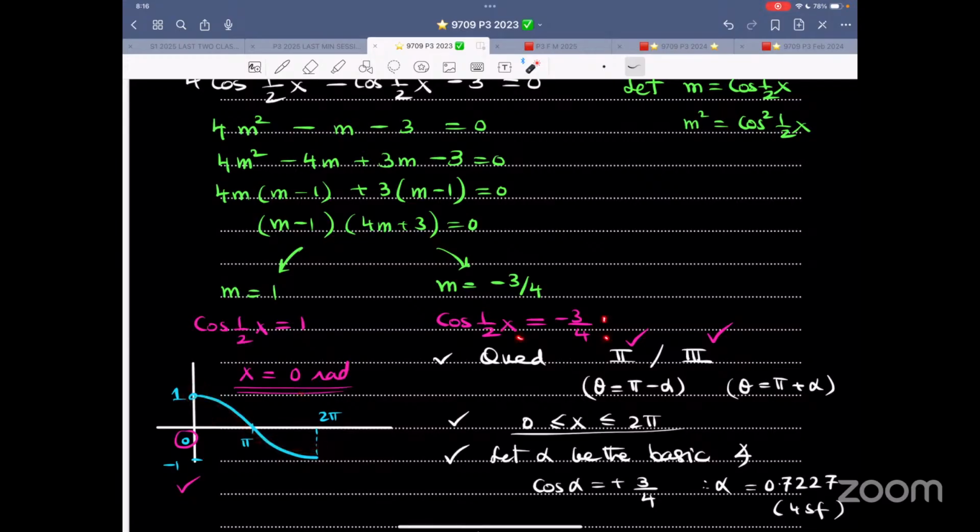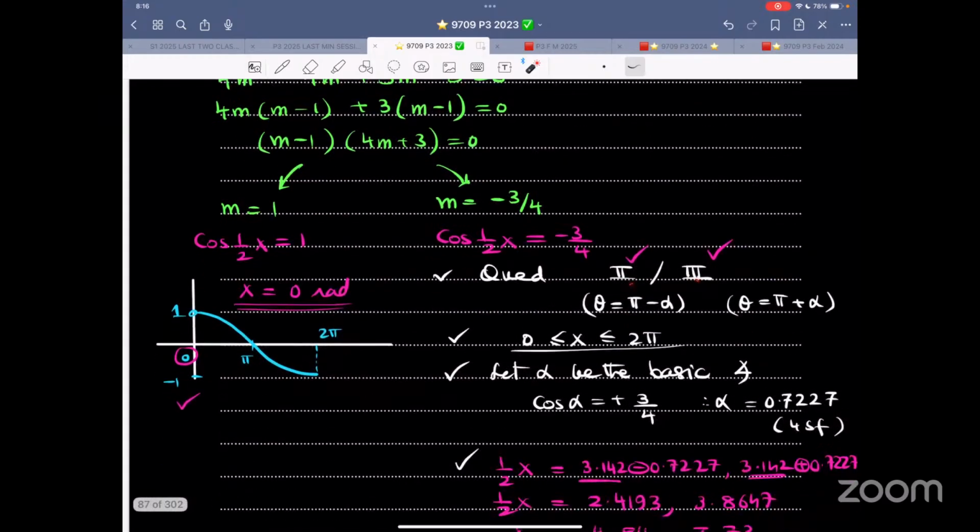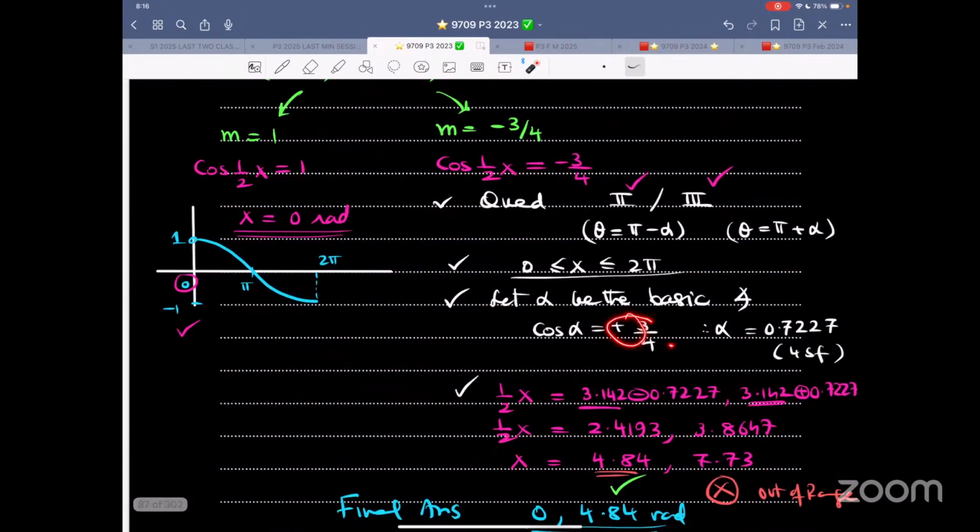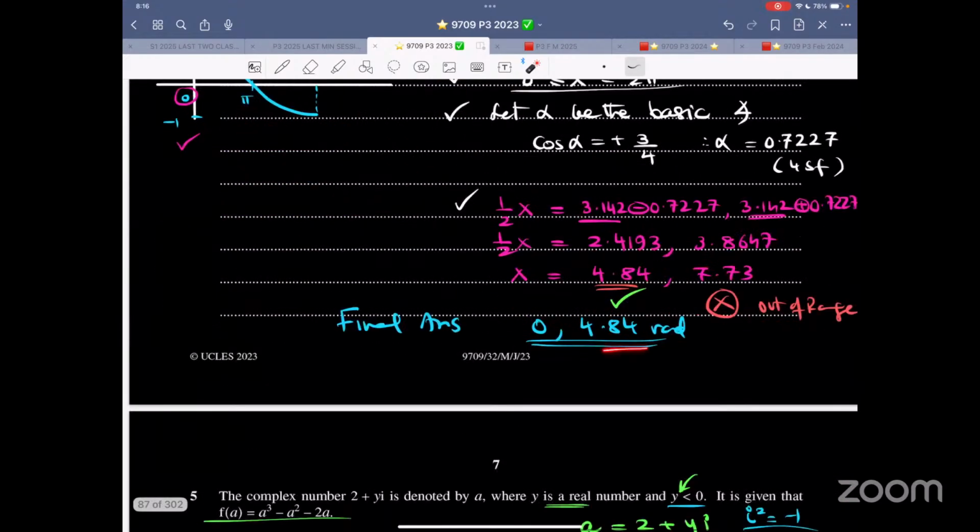Cos half x is negative 3/4, second and third quadrant. Find the basic angle with the positive ratio, that is this thing, 4 SF. Half x is pi minus basic angle, that's right over here. Half x is pi plus basic angle. So this is third quadrant and this is second quadrant. Final answer, correct to this much.